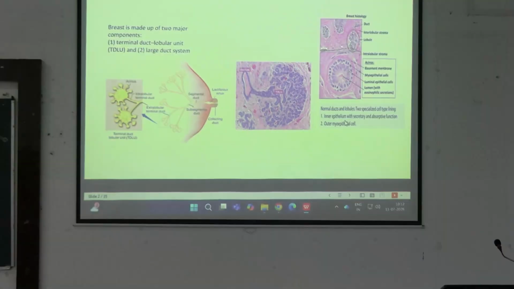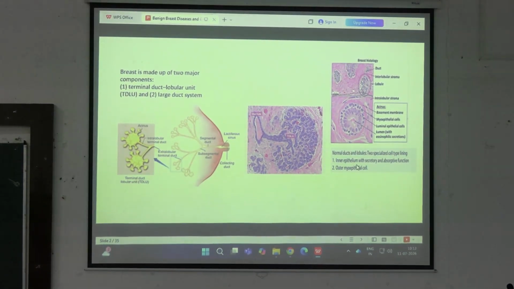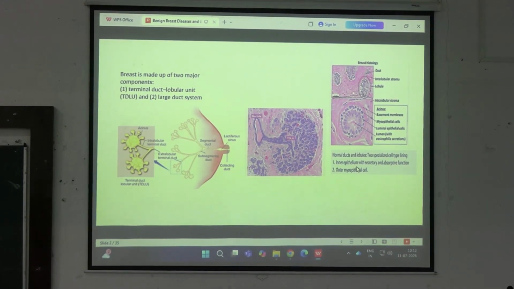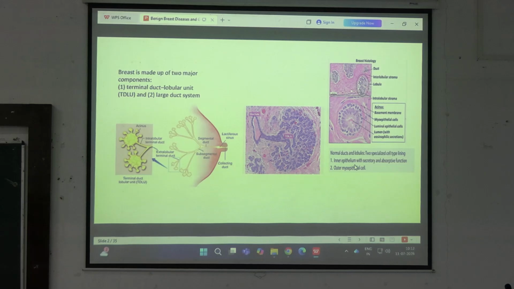Today we were discussing the benign breast diseases, right? So before we begin, this is the introduction to how it looks and how everything will start from here. So this is a basic anatomy.